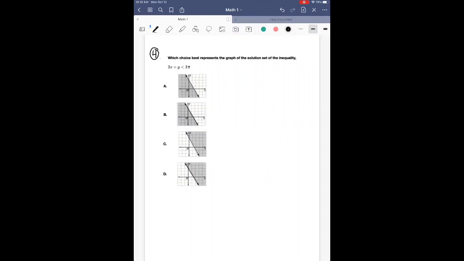All right, number 4. For this particular problem, it says, which graph is represented below. So I have 2x plus y is less than 3. All right, solve for y in this particular one so we can determine our graph. So we're going to subtract 2x. So y is less than negative 2x plus 3.